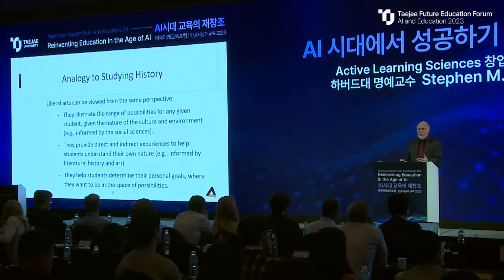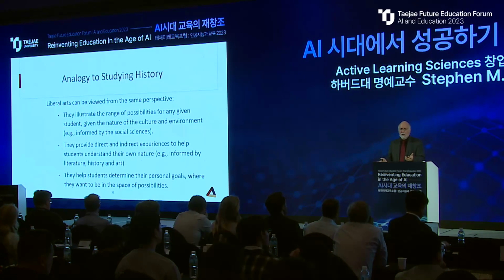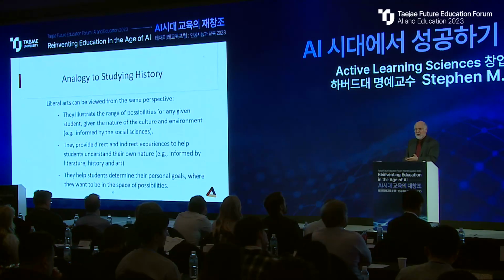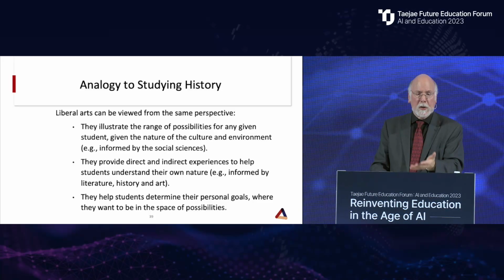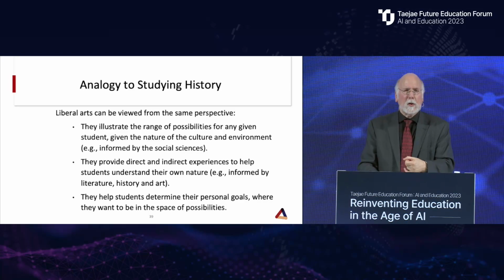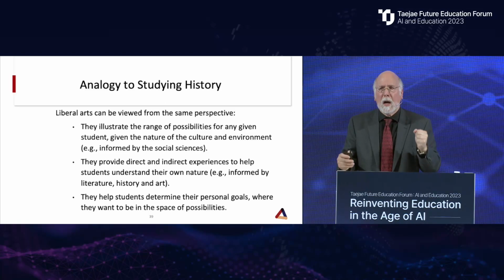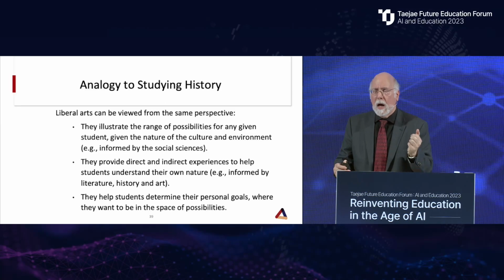So social sciences tell you a lot about the nature of culture and environment. They provide direct and indirect experiences to help students understand their own nature. So you don't have to personally have every experience yourself to learn. A lot of our learning is from reading.